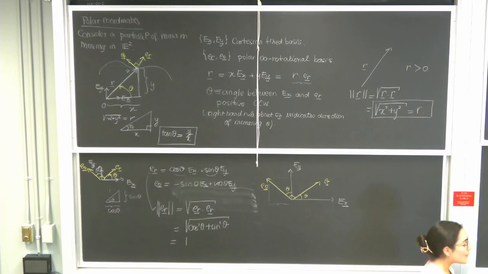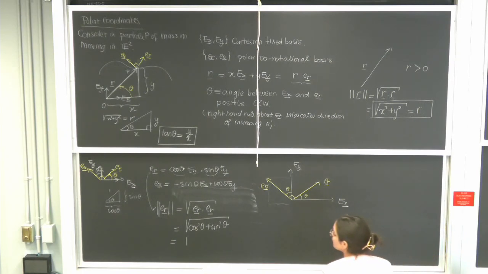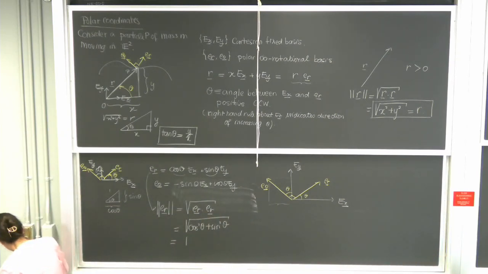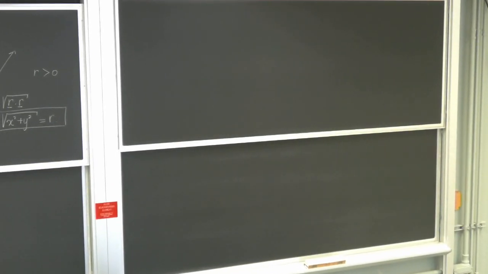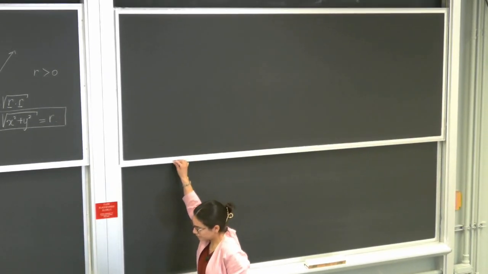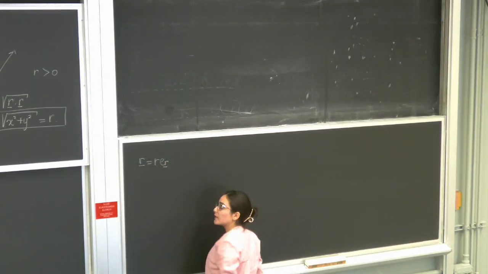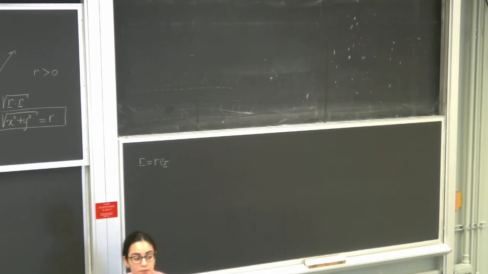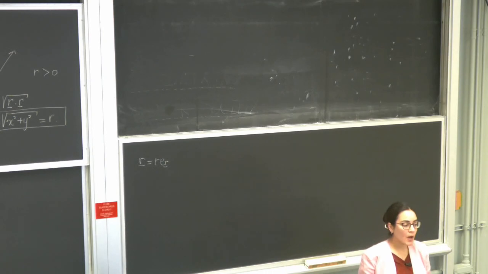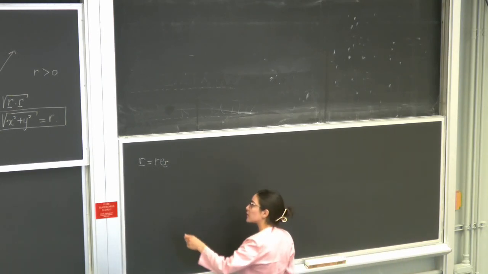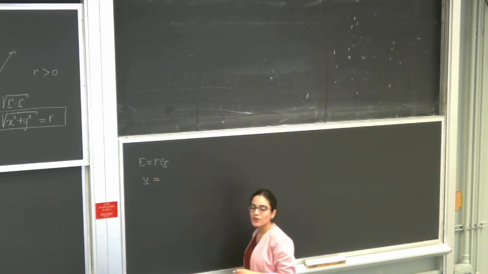Awesome. So let's go back to our kinematics. We said that the position vector is equal to r ER. So again, our original setup was that there was a particle that's moving in the plane that's tracing a specific curve. We wrote the position vector of the particle and we defined the polar basis and we expressed its position vector as r ER. Now I want to calculate the velocity and the acceleration of the particle. So let's start by calculating the velocity. How do I calculate v?